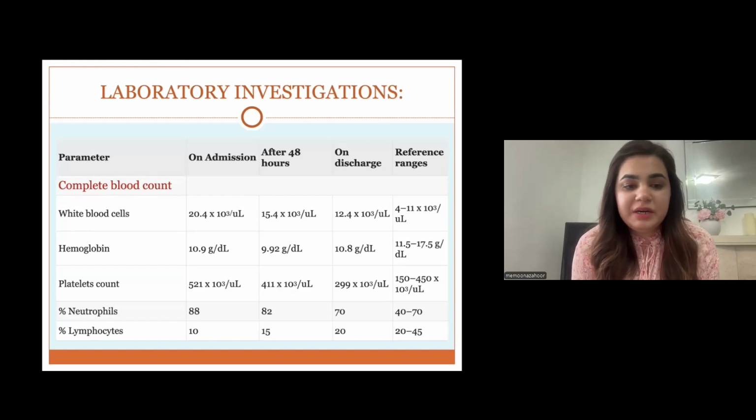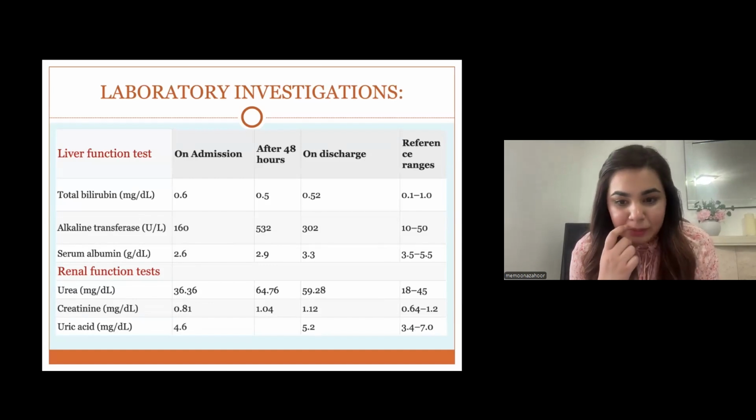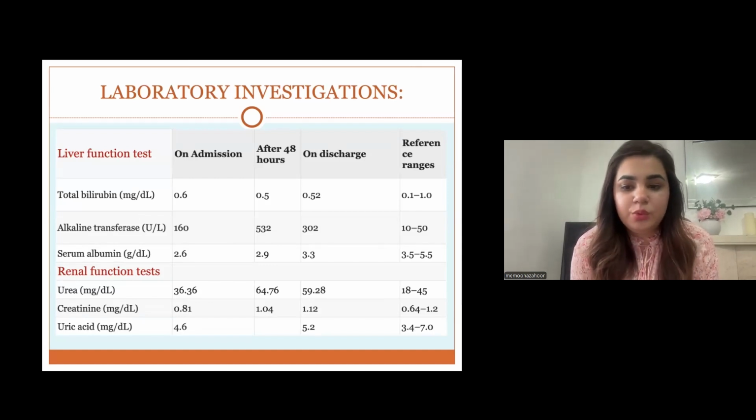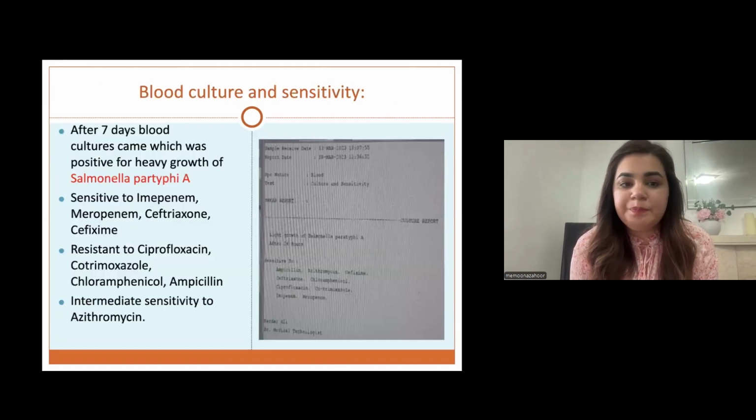So if we can see, the white blood counts were raised, hemoglobin was fine, platelets mildly raised, liver function not a significant change. Although on admission his serum albumin was a bit low, his creatinine was fine, along with his urea mildly elevated. His inflammatory markers were also raised: CRP raised, ESR raised, LDH raised, procalcitonin raised. And we did all the TB tests and found no TB detection.